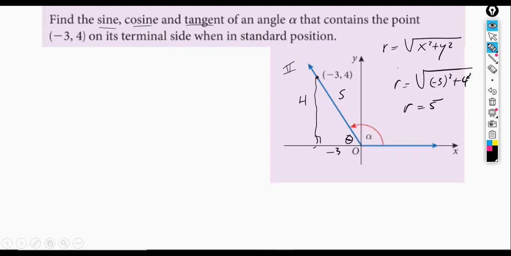And with this we can find all the ratios, because that means that sine of alpha is going to equal 4 over 5. And this makes sense because sine is positive in the second quadrant. Cosine of alpha is going to be -3 over 5. And tangent of alpha is going to equal -4/3.